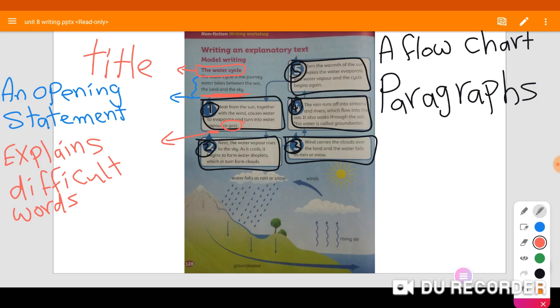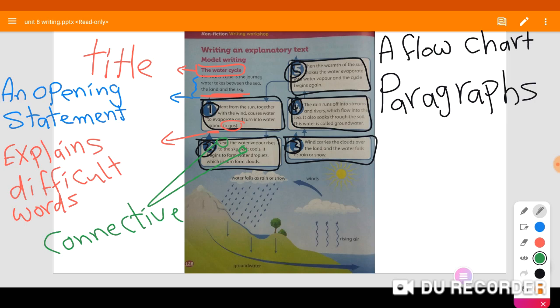Okay, let's move to number 2. Next, the water vapor rises to the sky. As it cools, it begins to form water droplets, which in turn form clouds. What do I have here? I have next and as. What about next and as? They are called connectives. Can you remember connectives? As we mentioned before, we have effect and cause connectives, and we have time connectives and so on. Here, next is a time connective, and as is a reason connective.